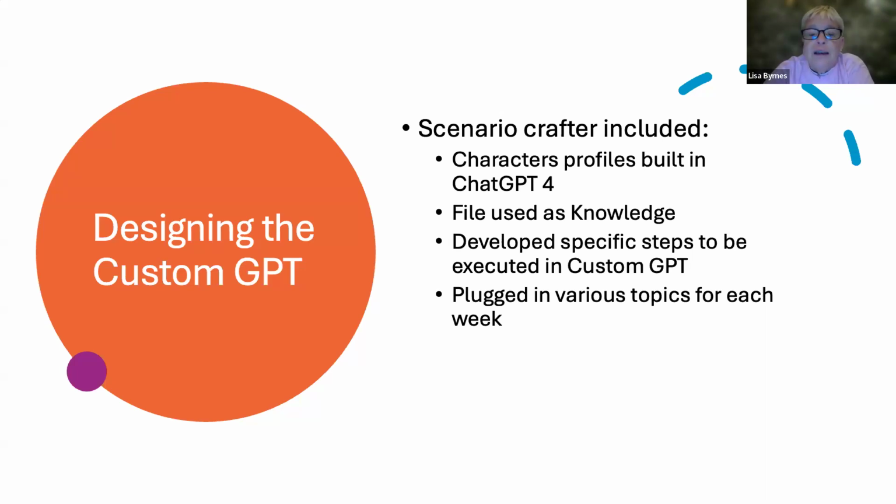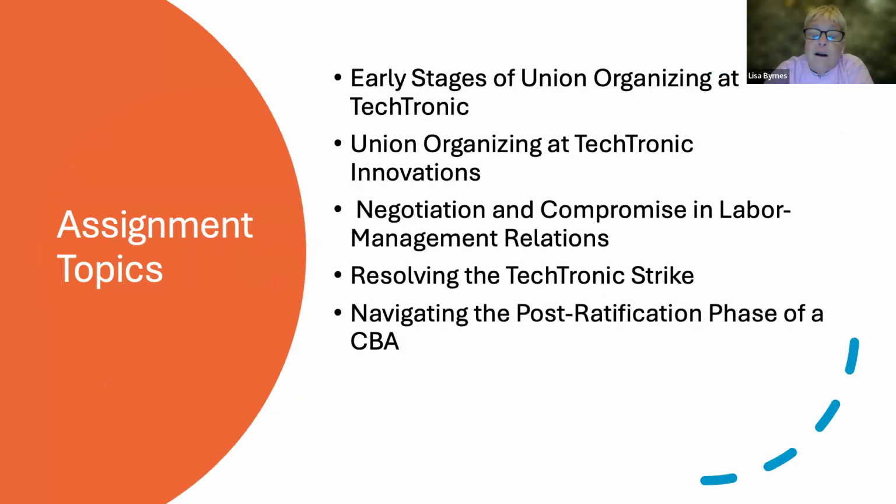On the next slide, you'll see different topics on there. Those were the different topics for the assignments each week. So each week we put in a different topic, say early stages of union organizing at Tectonic. I'd say that is what we're working on this week. And it would create this entire scenario based on all those characters. And then it would create the issue or the problem that the students then needed to solve for this particular company. And this was done for every single week in a custom GPT that we had created.